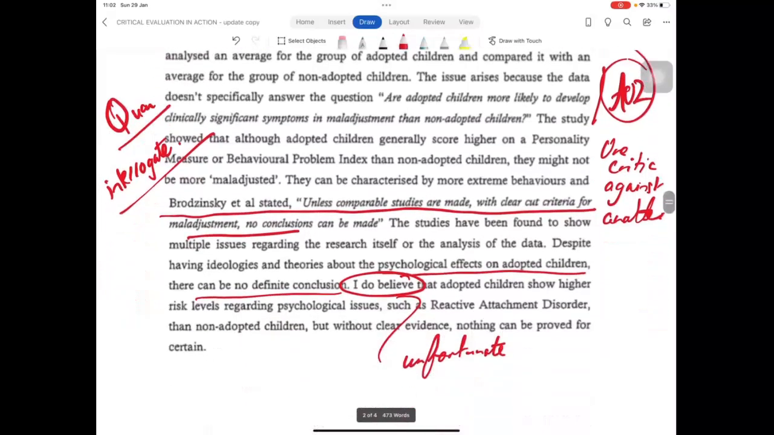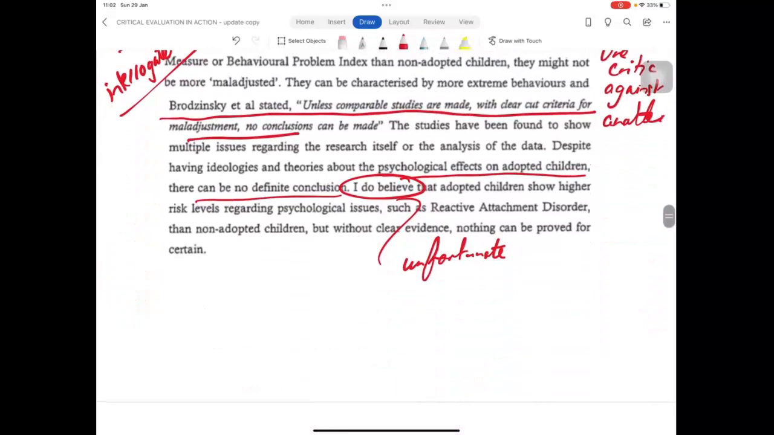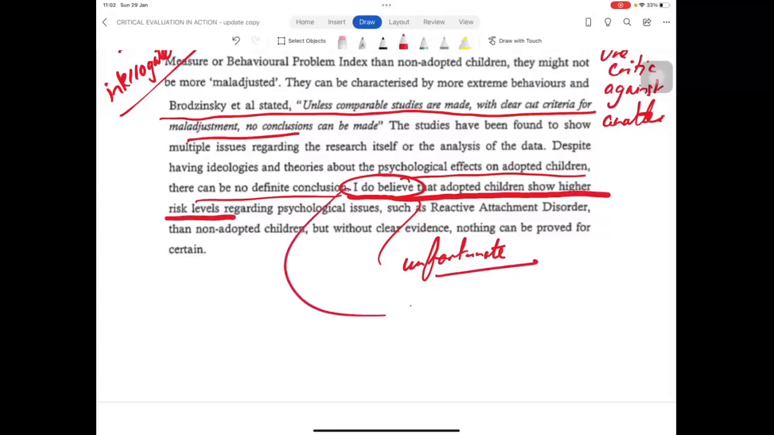There's only one rather sad thing. As the student finishes, he goes on to say, "I do not believe that adopted children show higher risk levels." It just seemed unfortunate, as I say here, because this move into the personal seems rather unscientific. And it would be much better, in my opinion, to keep this in the third person and to say, therefore, the data shows that. That would make it less personal.